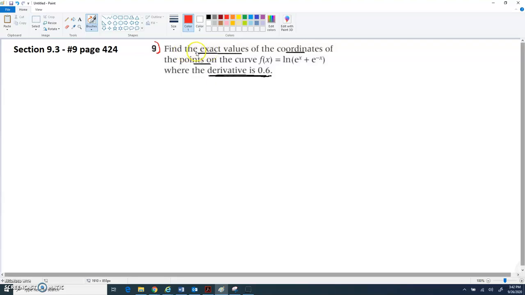So it says find the exact values of the coordinate. Every time you think of the coordinate, it means they're looking for the x and the y. So again, the coordinate of the point x and y on the curve. This is a curve of the function, the natural log of f. I'm going to rewrite the function: f of x equals the natural log of e to the x plus e to the negative x. And they want to know what x and y are if I plug into this function.